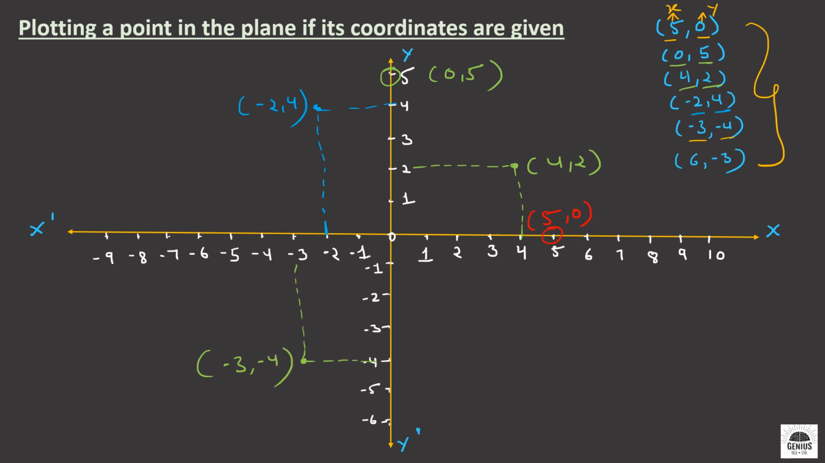Now the next is 6, -3, which means the x coordinate is 6 and the y coordinate is -3. So this point will show 6, -3. Hope now you can easily plot a point in the plane if coordinates are given.